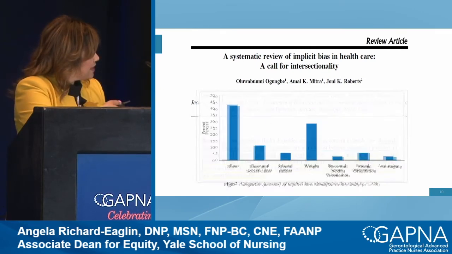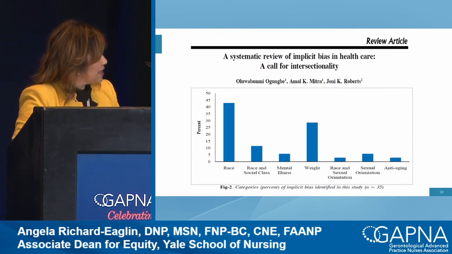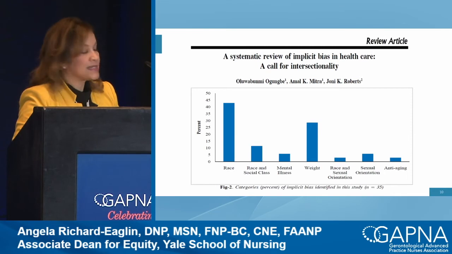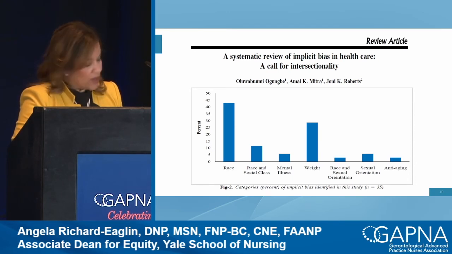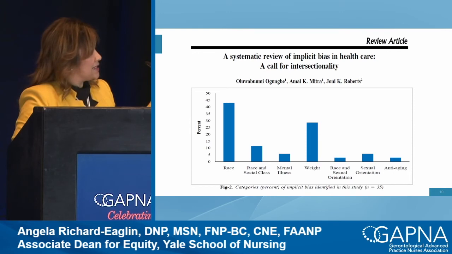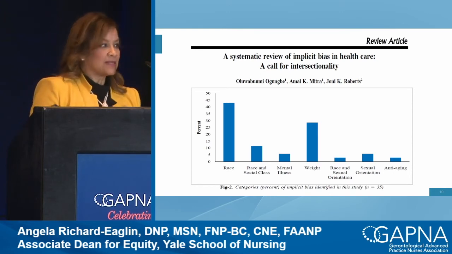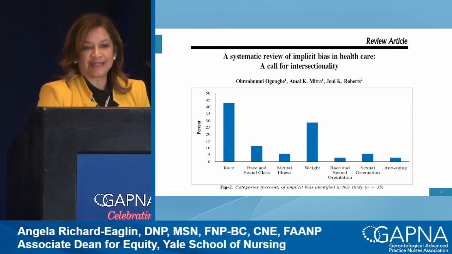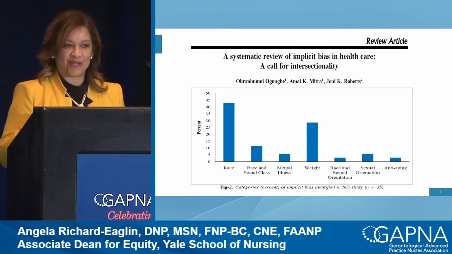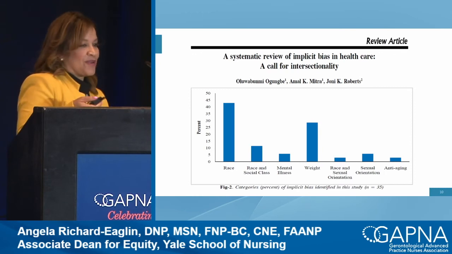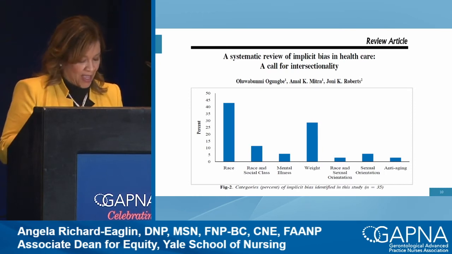So these are the things they looked at: race and social class, mental illness, weight, race and sexual orientation alone, and anti-aging. And I can say it's quite disturbing. One of the things they found with racial and ethnicity bias is that certain diseases are stereotyped toward Black people. You automatically think it must be this because the person is Black. Unfortunately, I'm here to say I've experienced that as well. So I'm not just talking from what I read, I'm talking from what I live.